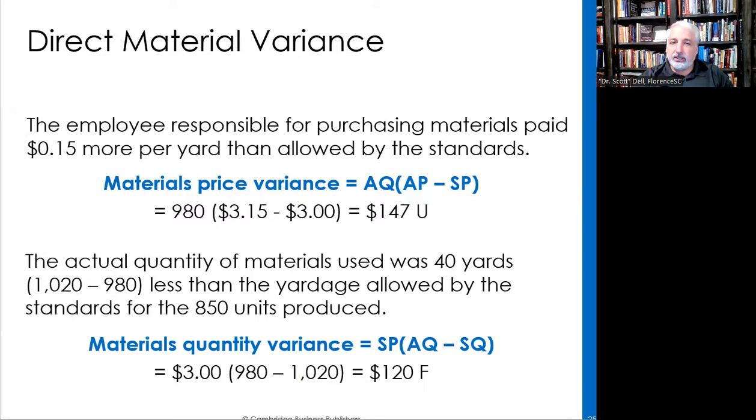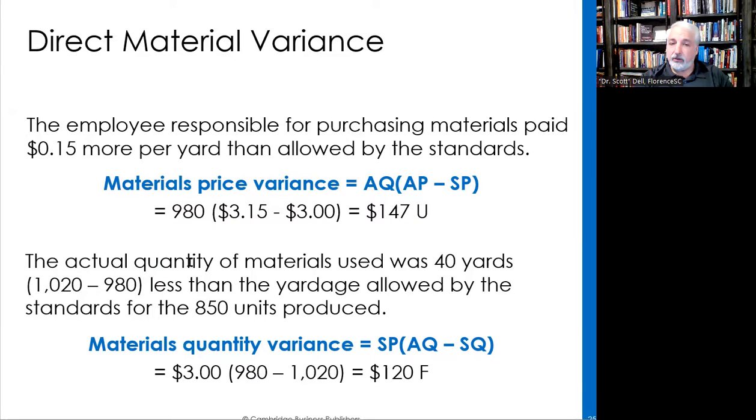Our material variance, direct, here's an example. The employee responsible for purchasing materials paid 15 cents more per yard than the standard. So that's a 15-cent difference times 980 yards. We have a $147 unfavorable variance. We actually spent $147 more on the materials.